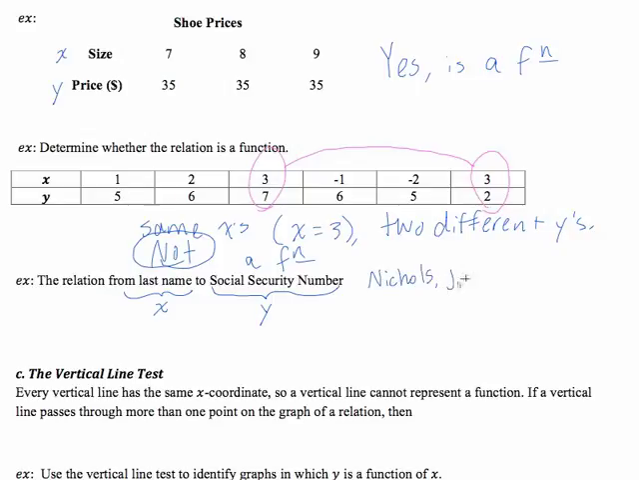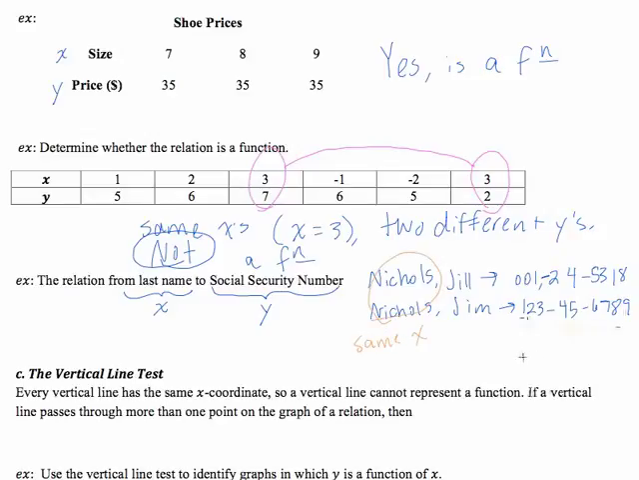My social security number might be 001-24-5318 or something. I'm making this up. Somebody else with the same last name, let's say Jim, might have the social security number 1, 2, 3, 4, 5, 6, 7, 8, 9. So we have the same last name, the same input, the same x, and two different y's, two different outputs. So this is not a function.